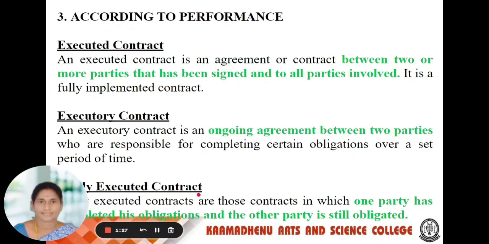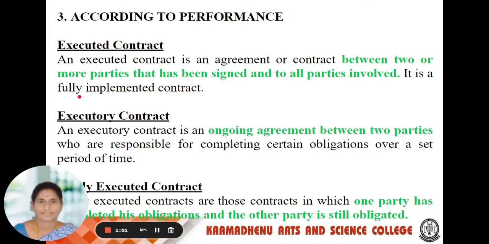The next one, according to performance. First one, executed contract, executory contract, then partially executed contract. What is the executed contract? It is an agreement between two or more parties that has been signed and performed by all the parties involved. It is a fully implemented contract. That is called the executed contract.